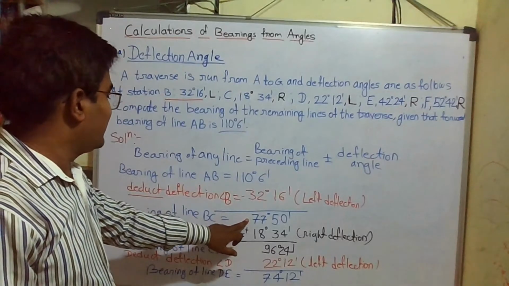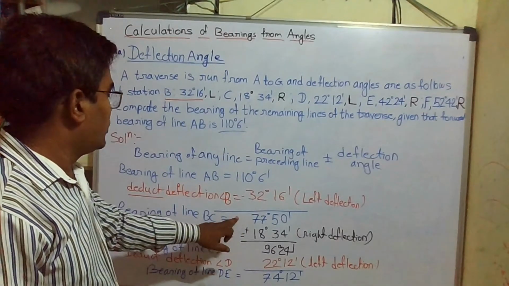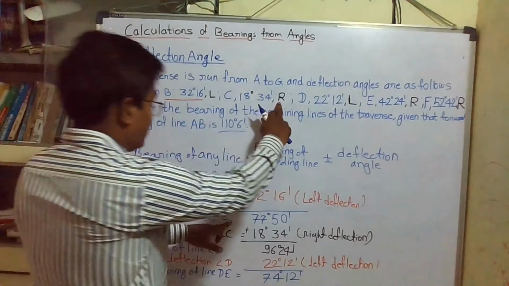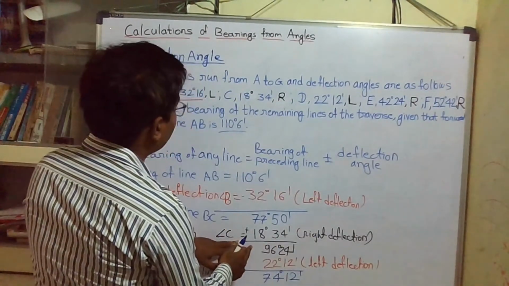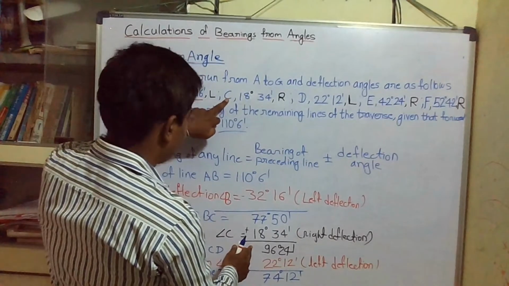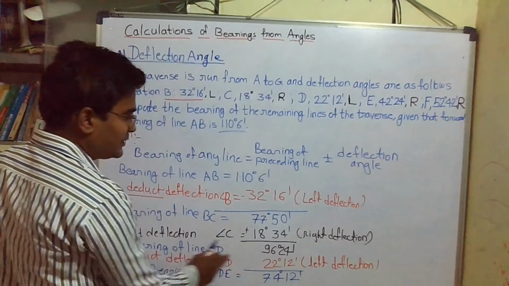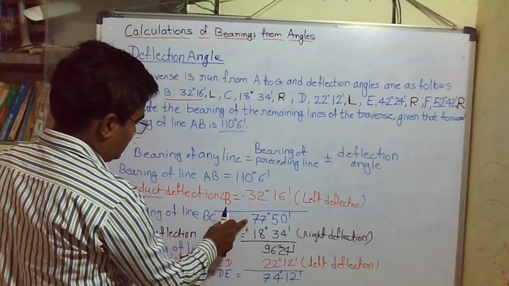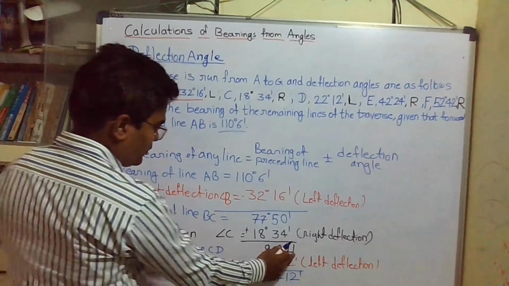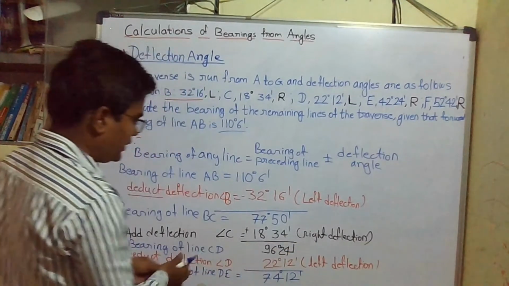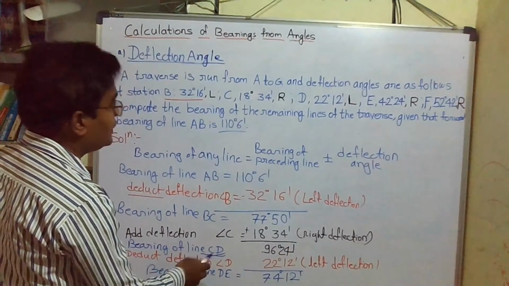Now the next angle is deflection angle C. So what is angle C? It is a right hand deflection. So we add deflection angle C because it is a right hand deflection. We get the bearing of line CD by adding the bearing of BC plus this deflection angle C, that is 96 degree and 24 minutes. This is the bearing for line CD.